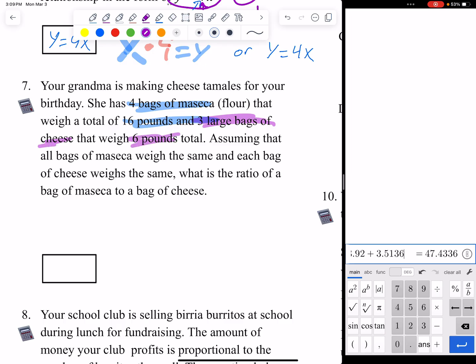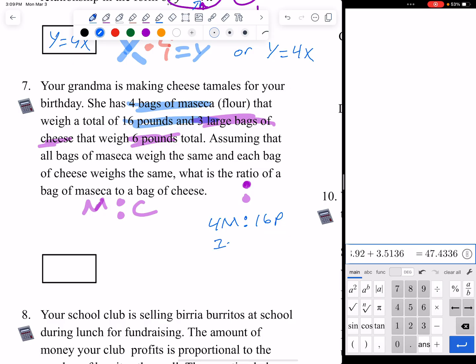Assuming that all bags of maseca weigh the same and each bag of cheese weighs the same, what is the ratio, that means it's the colon, right, of each bag of maseca to a bag of cheese? So in other words, they want 1 bag of maseca and 1 bag of cheese. How much does each one weigh? So we're going to take the first ratios. So I got 4 bags of maseca that weigh a total of 16 pounds.